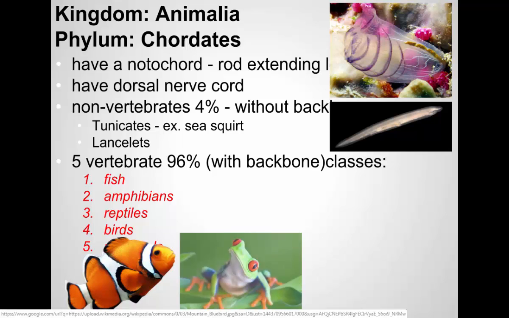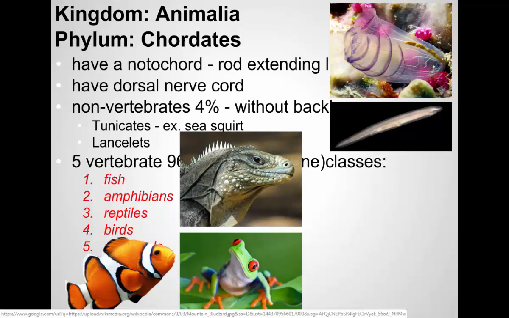Amphibians have smooth skin. They spend a portion of their life in the water. They need to return to the water for reproduction because they have external fertilization as well and external development. They have lungs. They're also cold-blooded.